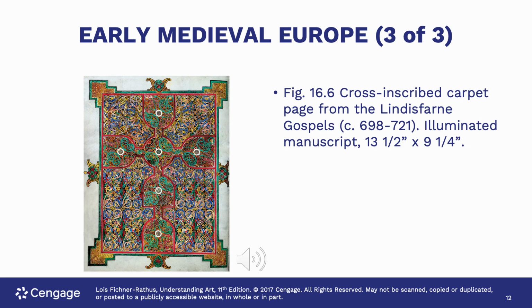Now let's look at figure 16.6. This illuminated manuscript was created by monks. Manuscripts were copied by hand and decorated with elaborate patterns. These decorative pages were called carpet pages because their designs resembled woven textiles. Why might monasteries become centers of artistic productions during the Middle Ages?